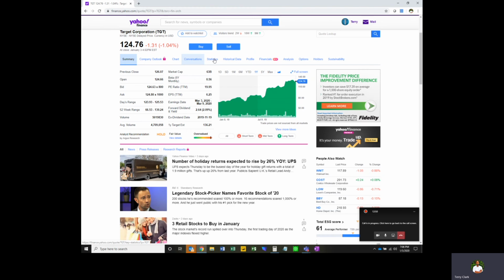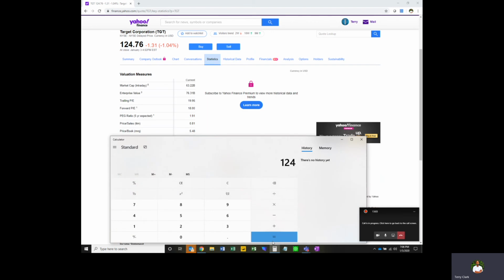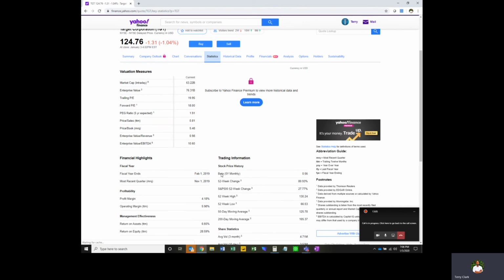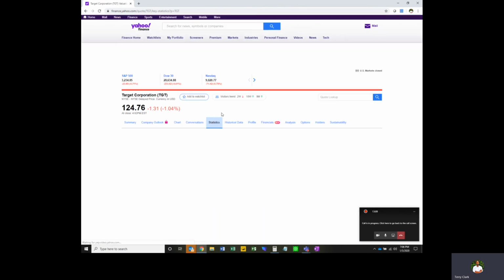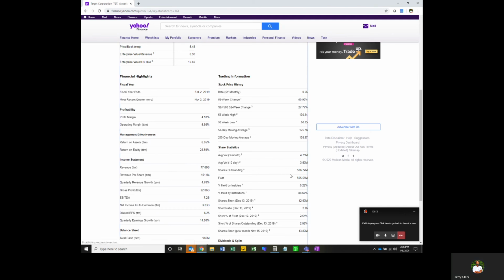So let's just look at statistics. You can find the shares. So basically, to calculate the market cap, you take the share price times the amount of outstanding shares. I know that the current price right now is 176. How many outstanding shares do they have? Where is it at? Oops, shares outstanding. It is right here. They have 506 million.